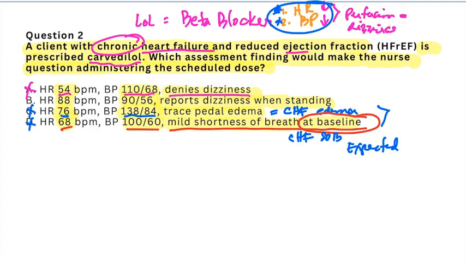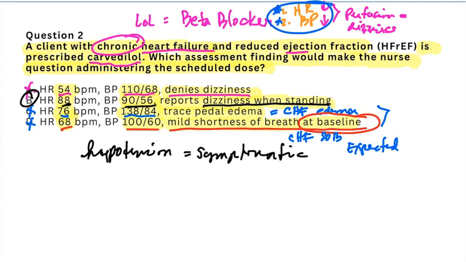So what's the correct answer here, y'all? The correct answer here, y'all, is letter B. Now, although the heart rate is 88, which is really within the normal range, look at that blood pressure. That's very low. And then the patient is reporting dizziness when standing up. So this one is hypotension that is becoming very symptomatic.